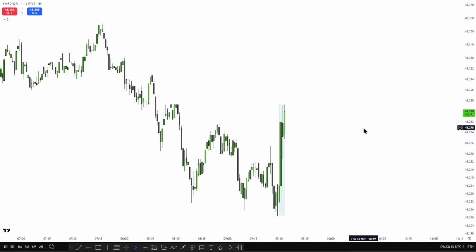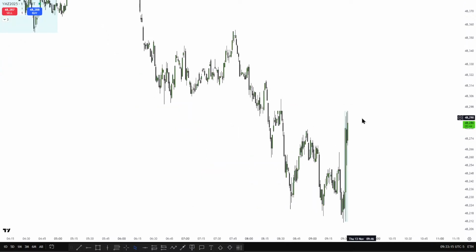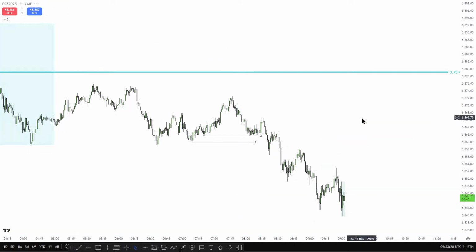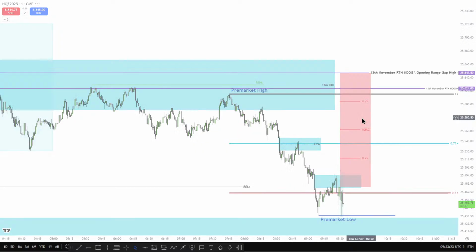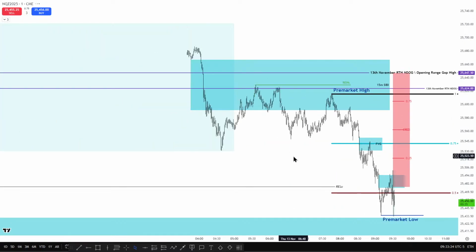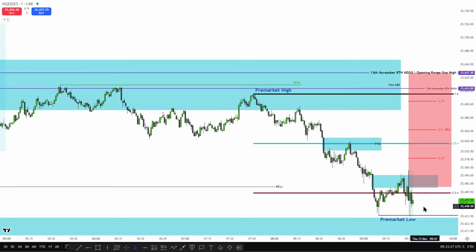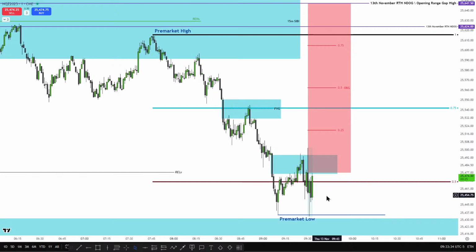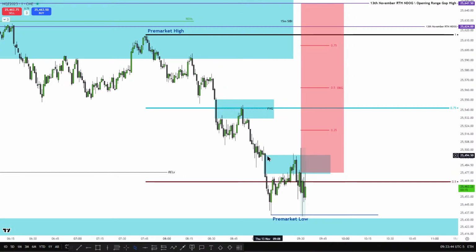Okay, YM looks like it's about to take off. ES being suppressed, Nasdaq being suppressed. All three have taken out the lows, so if you're bullish, you want to see this become an inversion gap, and you want to see this be a market structure shift.